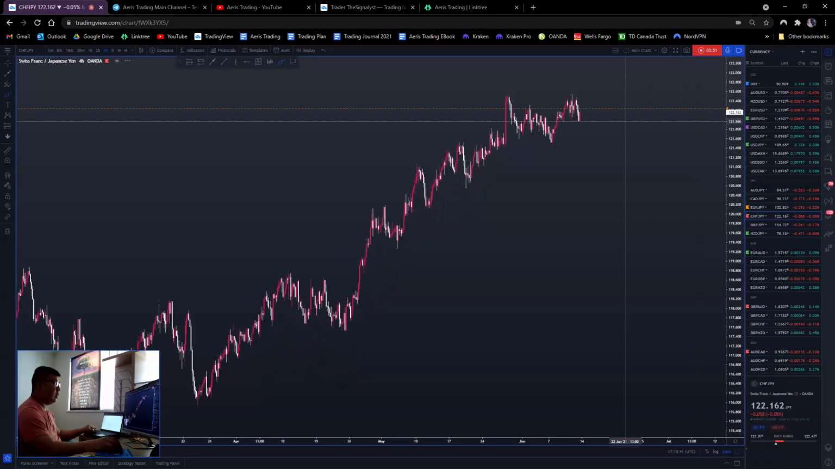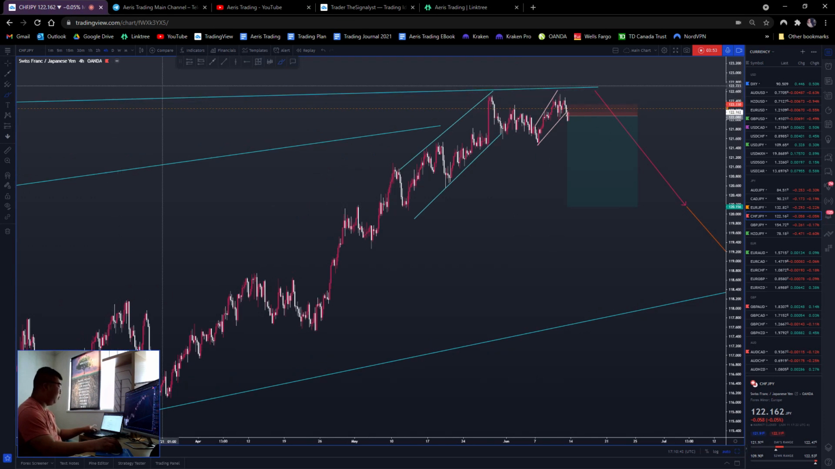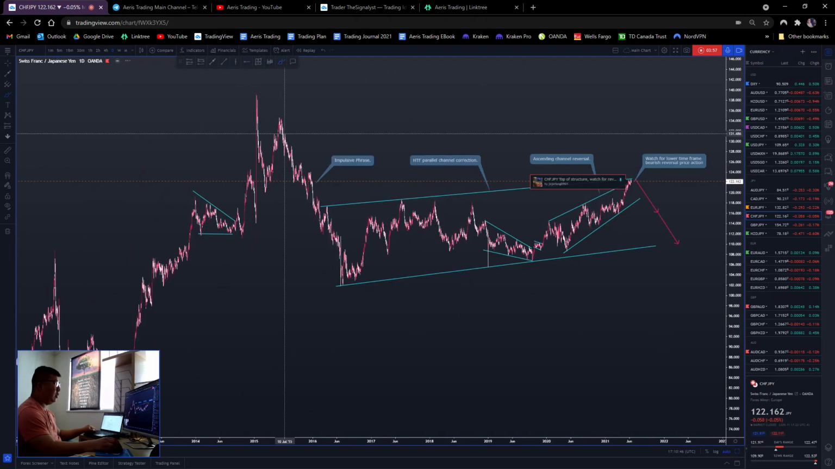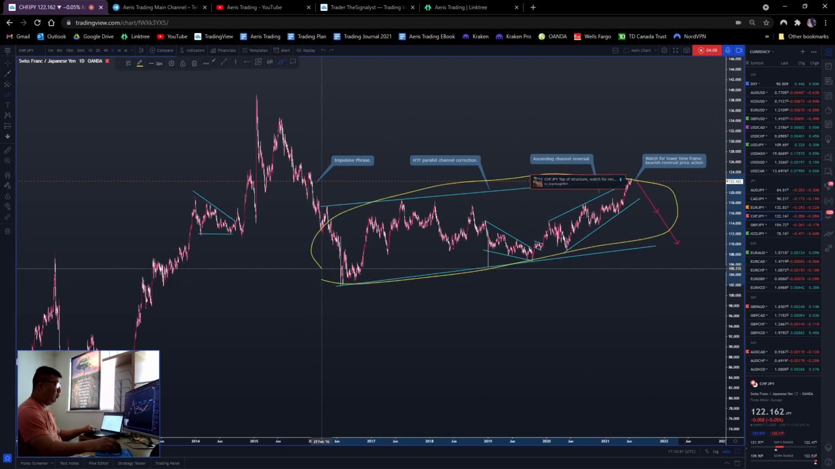Next trade is Swiss yen. I entered this on Friday. On Swiss yen, we found a higher time frame setup. We've been talking about this for quite a while, right? If we look at the overall higher time frame, we see a really sharp impulsive phase to the downside, and after an impulsive phase, we know we're going to get a really long, deep correctional phase, which is what we're getting here.